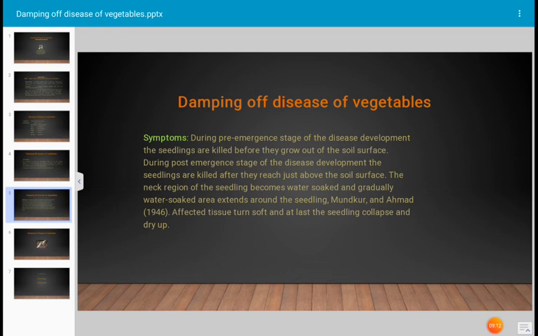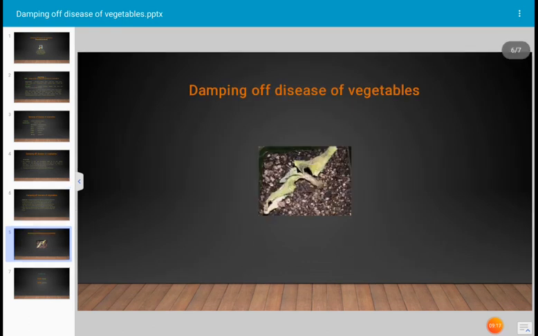Let us see next. This is the seedling showing damping off disease of vegetables. Okay, next.